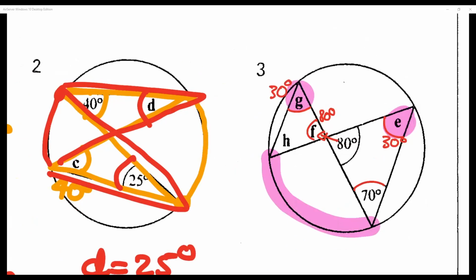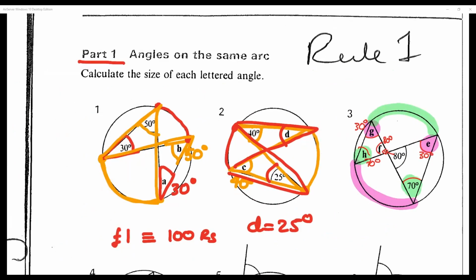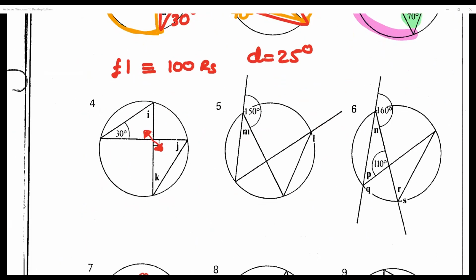Lovely. Right, here's another arc over here on this side. Which angles are equal now? Let's finish them off. 70. So that will also be 70. Sorted. Question number 4.